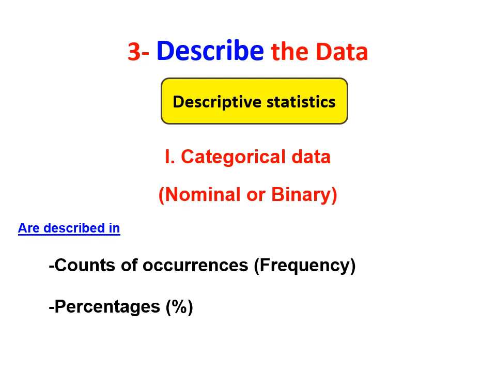The third step is to describe the data, what's called descriptive statistics. If it is categorical data, nominal or binary, it will be described as counts of occurrence or frequency and percentage.